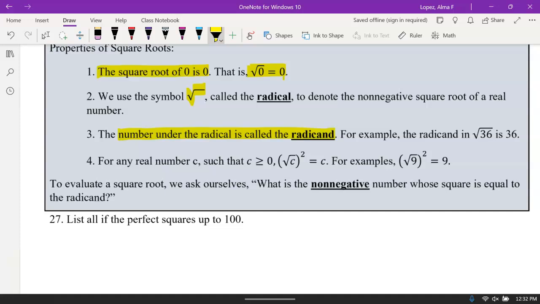For any real number c, in other words, if you have to have a positive number, not 0, greater than or equal to 0 is what we're looking for.